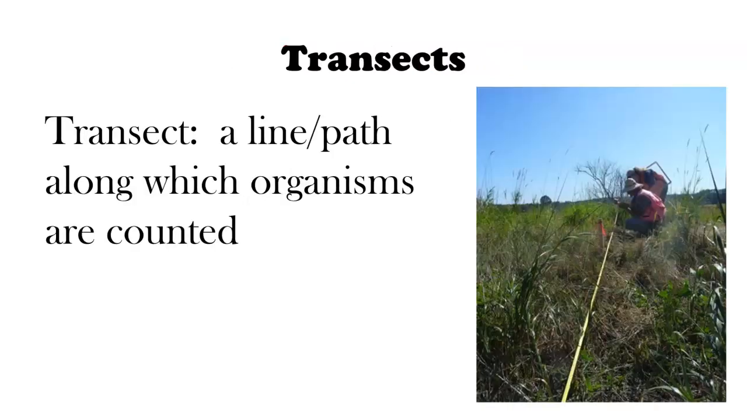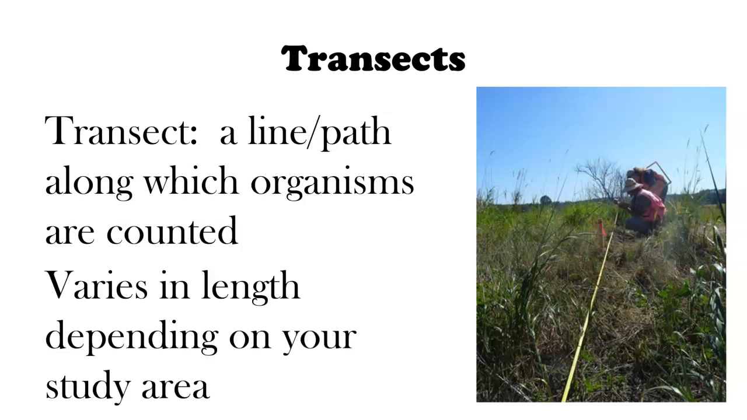Now let's move on and talk about something called a transect. Now, a transect is simply a line or path usually made with string or rope, which you lay down, and then the organisms are counted that come into contact with that line or rope. Now, the length of your transect varies depending on the area that you're studying. And this is similar to a quadrat. There's no set size. It depends on what you're sampling and what area you're in.